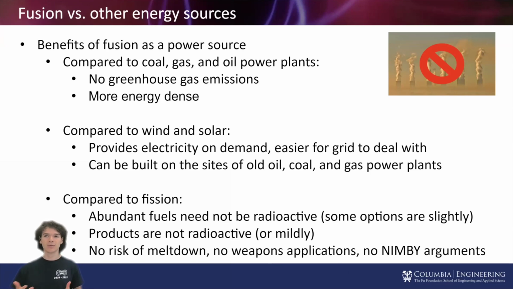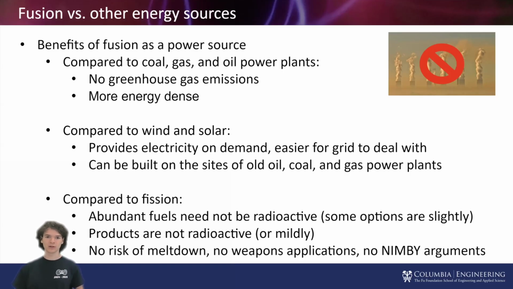But basically, you have more energy that comes out of a sample of the same mass of fuel of coal versus fusion fuel. Compared to wind and solar, which have some issues because they don't necessarily provide on-demand electricity, it's hard for the electric grids to deal with that because you kind of need it to be more regular for them to be prepared. And in addition, we can build fusion power sources on the sites of old oil, coal, and gas plants. In fact, this is actually what's happening for the first site that's planned in Virginia.